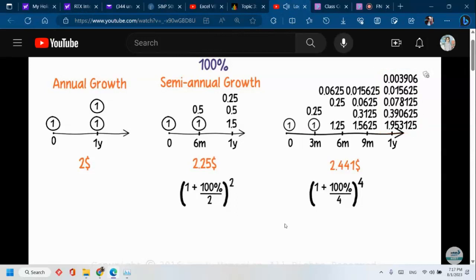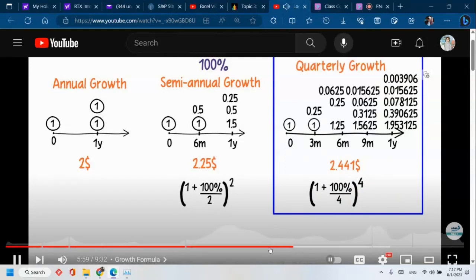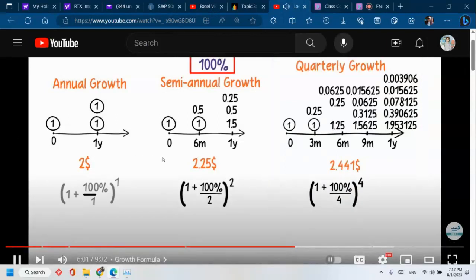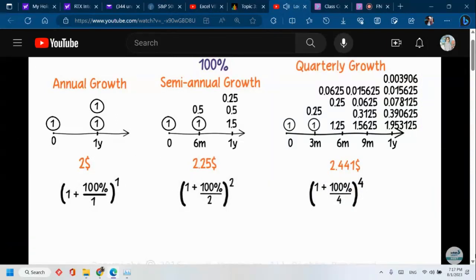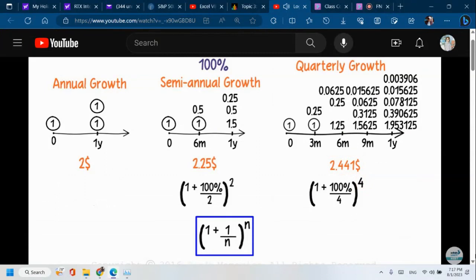I suggest you pause the video and understand the quarterly growth diagram really well. The 100% is nothing but 1. If 2 time periods, then we have 2 here. If 4 time periods, then 4 here. So the formula for n time periods would be 1 plus 1 over n, the whole raised to n. Clearly, the more the number of time periods, the higher the returns. This will give us the dollar value at the end.